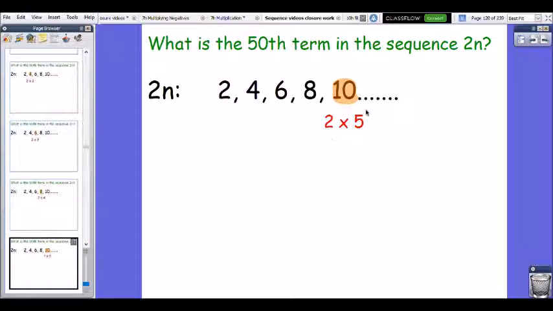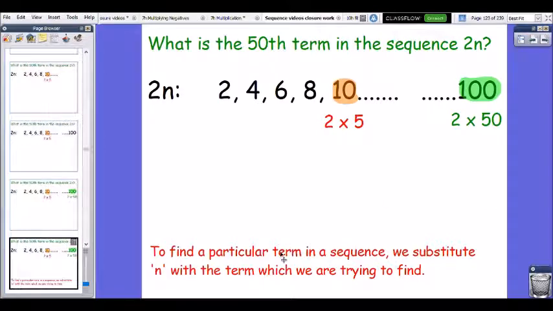Okay, so let's say my term number is 5, I'm doing 5 times 2. So if I want the 50th term, all I'm going to do is 2 lots of 50. So effectively what I have done is I've looked at my nth term, my algebra, and instead of n, I've replaced it with the term number I'm trying to find. So instead of 2 lots of n, so 2 times n, to get my 50th term, I'm doing 2 times 50. So I'm effectively saying that to find a particular term in a sequence, we substitute n with the term which we're trying to find.